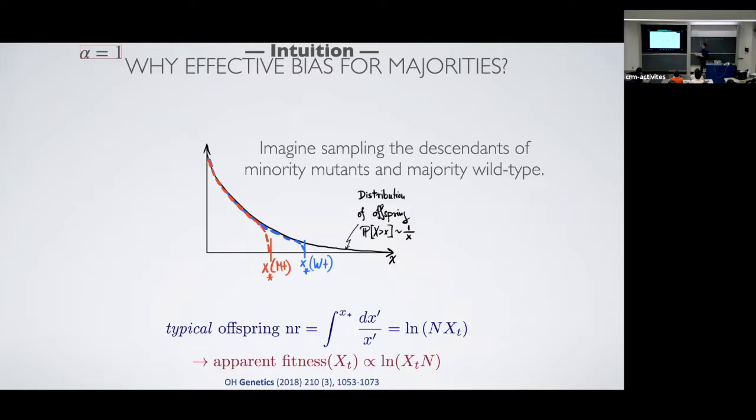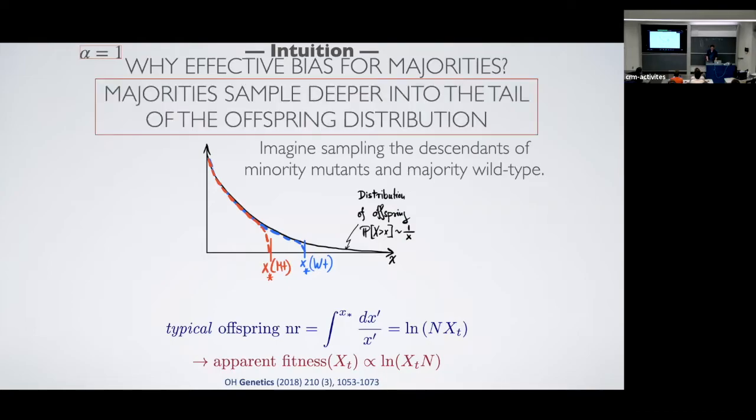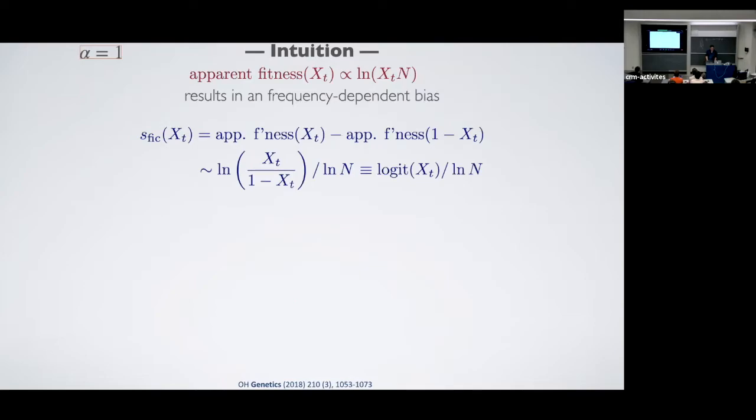This looks, and this is just intuition, as if the mutants have a fitness that's proportional to the log of how often I sample for the wild type. That's, of course, just the sampling bias. It's not the real fitness, but it behaves like that. And this apparent fitness is larger for the wild type because it samples deeper into the tail of the distribution. In fact, if we continue with this analogy, we can now see how something like frequency-dependent selection arises.